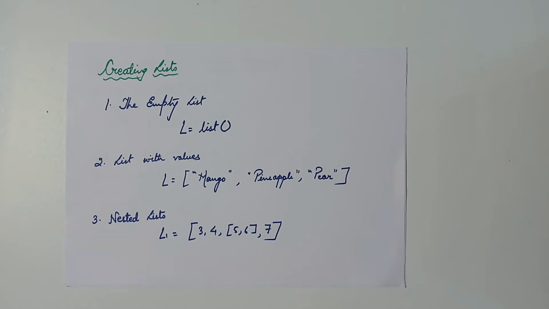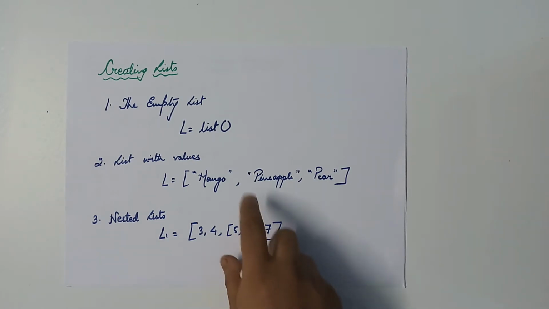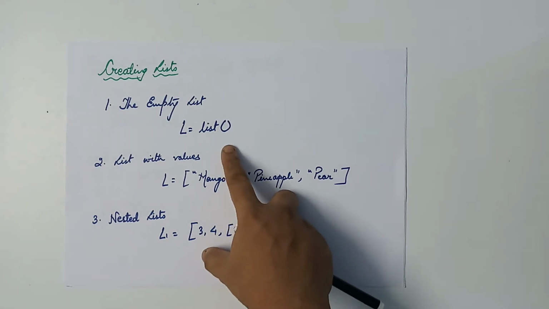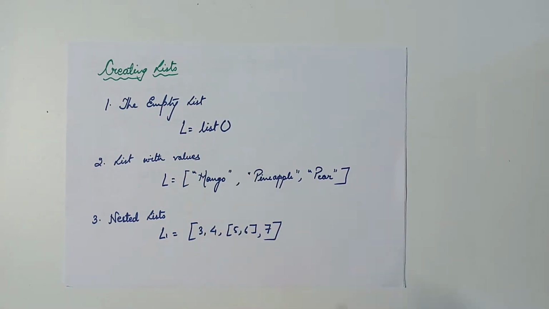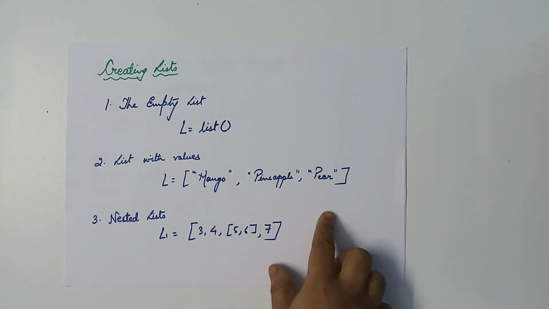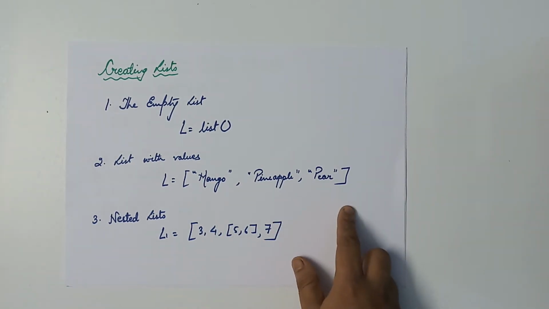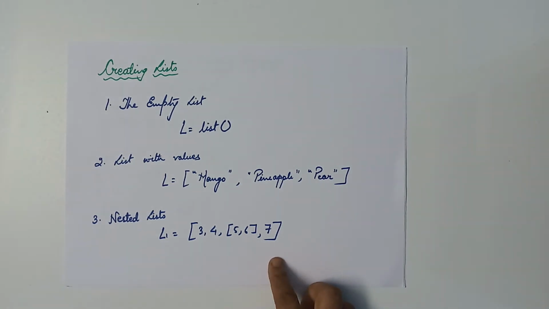There are many ways through which we can create a list. The first one, here we have used the list constructor to create a list. This will create an empty list. In the second one, this I have already shown you. In this way also we can create a list. We can create a nested list also. That means within a list we can have one more list also.